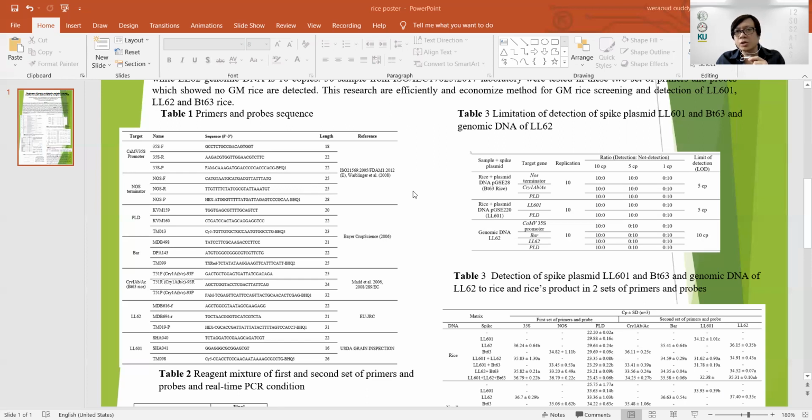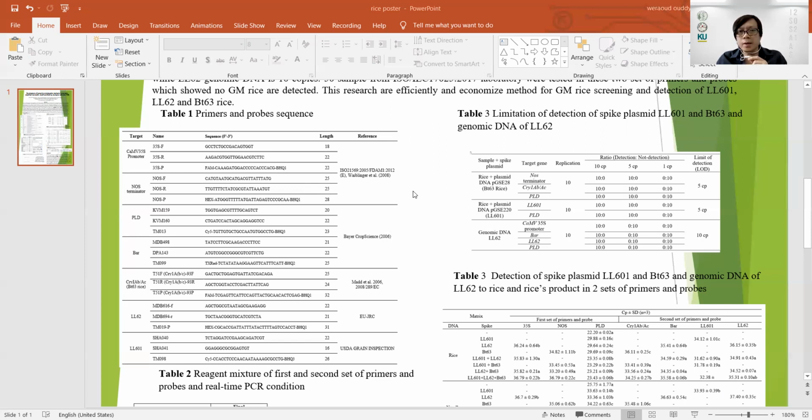And in the last table, I show the test of 50 samples in our laboratory. We have rice, 27 samples, noodle, 20 samples, and flour, 3 samples. The results show that no sample could be detected with any other GM component like the 35S promoter, nos terminator, and event-specific elements. Only PLD was detected, as you see in table 4.